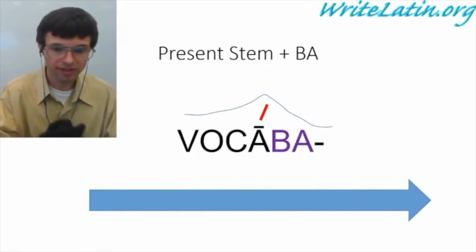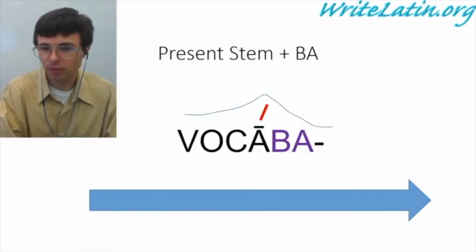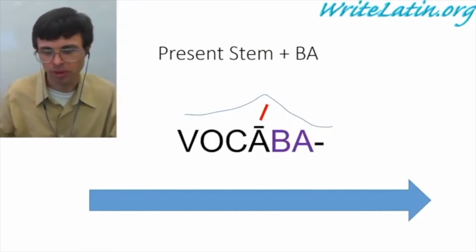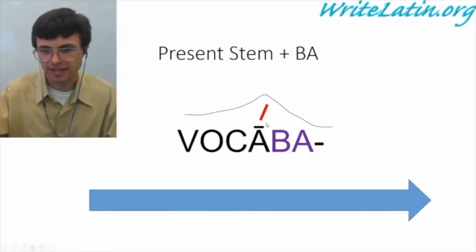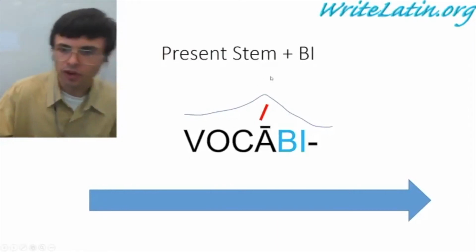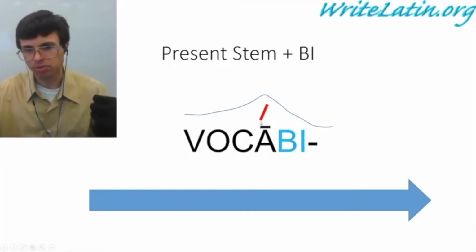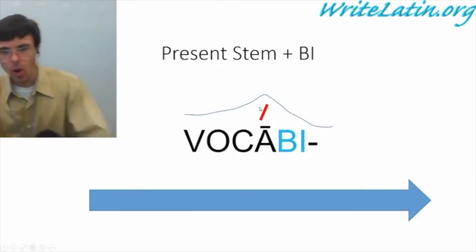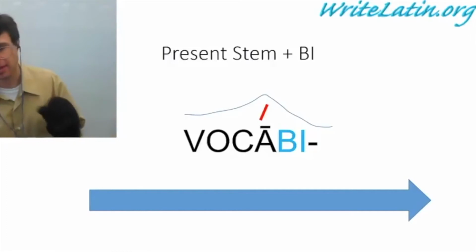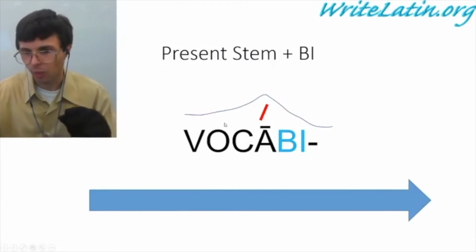Well, in the present tense, the emphasis was on the ending. But here in the imperfect, there was a hump in the middle of the word on that connecting vowel before the BA. And we're going to see the same exact thing in the future. There's also going to be a hump right there. So put an accent or pressure or a stress accent there. Vocabis. That'll sound different than vocas.